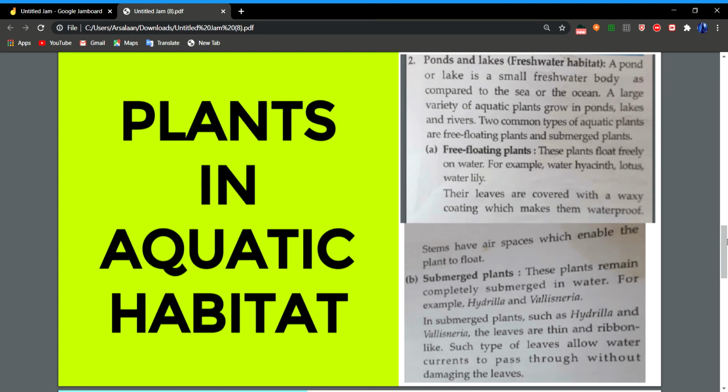Many plants survive in fresh waters. There are basically two types. One is free floating plants and the second is submerged plants. First we shall take free floating plants. Free floating, as the word suggests, means these plants are free to float. They can float freely on water, like water hyacinth, lotus, and water lily. Their leaves are covered with a waxy coating which makes them waterproof. Stems have air spaces which enable the plants to float.